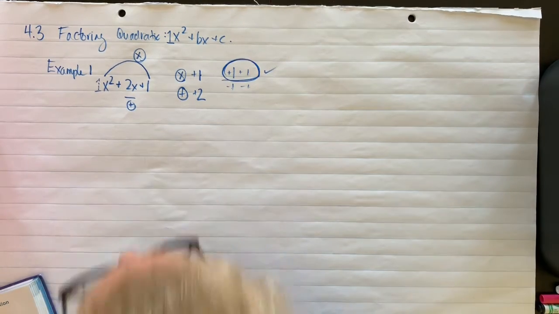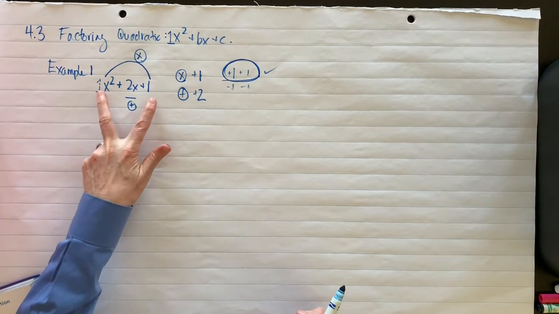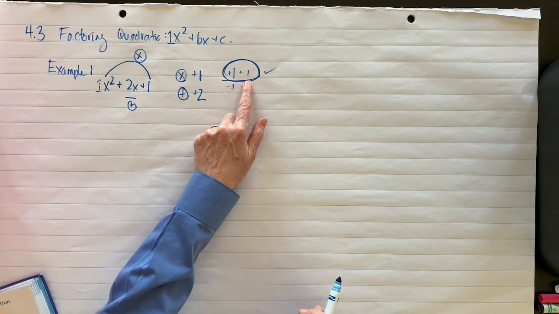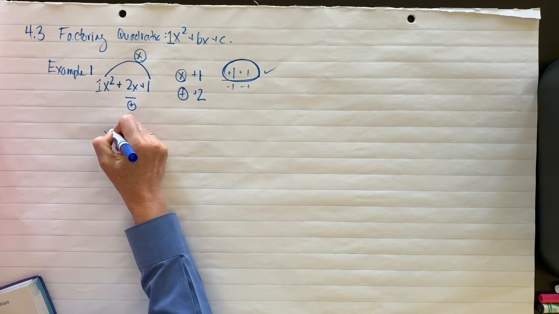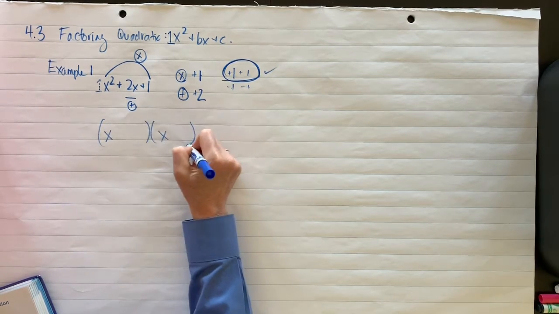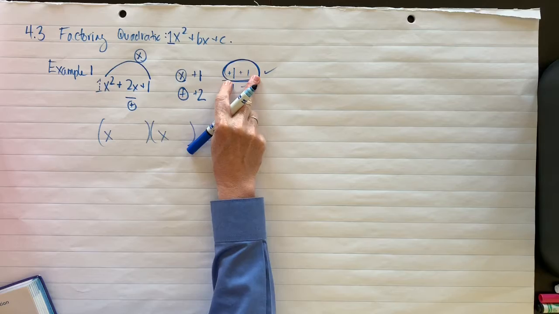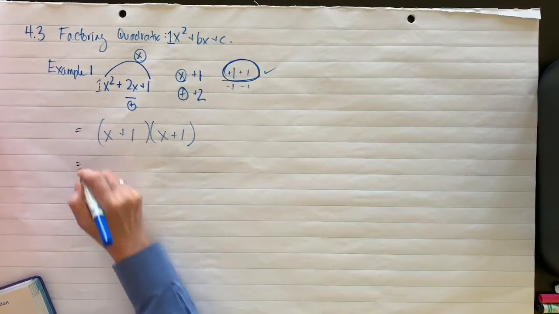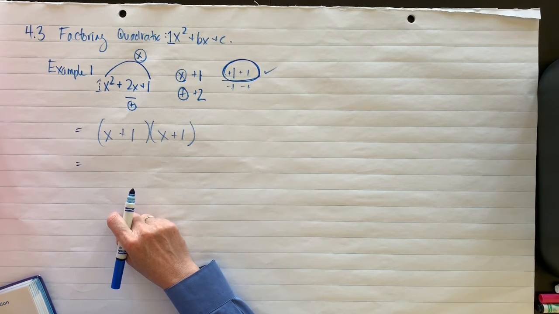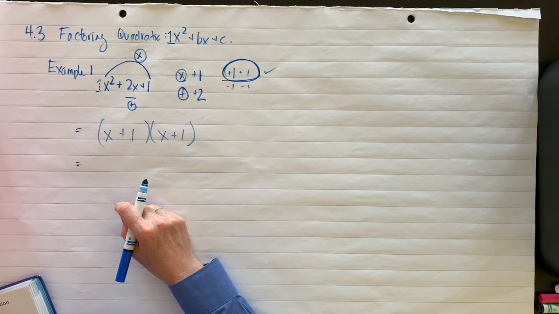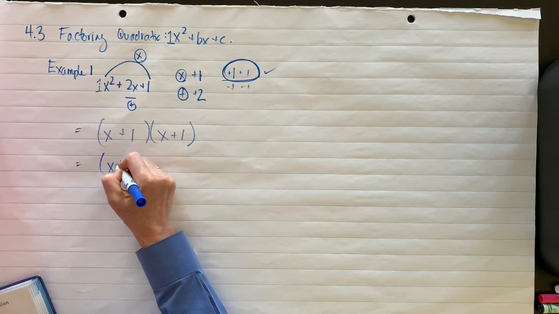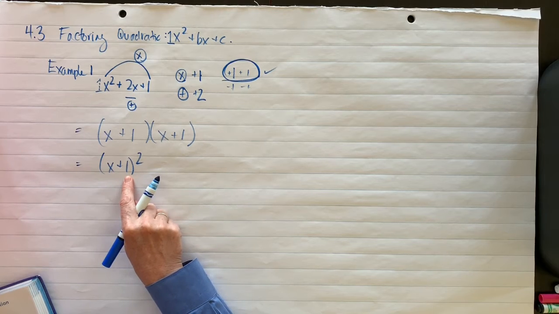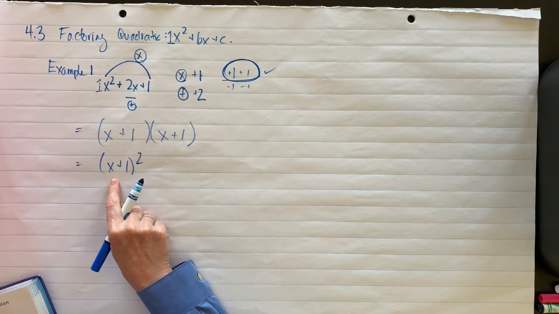Okay, so I'm looking for two numbers which multiply to 1 and add to 2. The only two numbers that do that are positive 1 and positive 1. So for this first example, what you can do is you can just take the numbers that multiply to the outside and add to the inside and stick them into that format. And you're done. You've actually factored it. Technically, because this is the same thing twice, x plus 1 times x plus 1 equals x plus 1 squared. You've actually factored your quadratic.